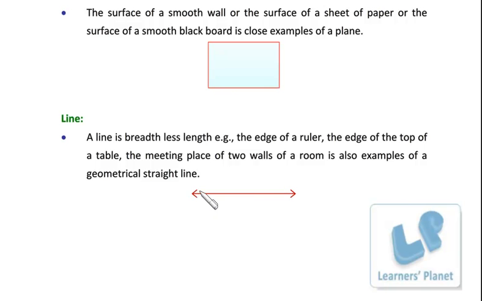You can see the arrow on both the sides, right? That means this is not a complete line. Actually it can move in both the directions, right? In this side and in this side, right?